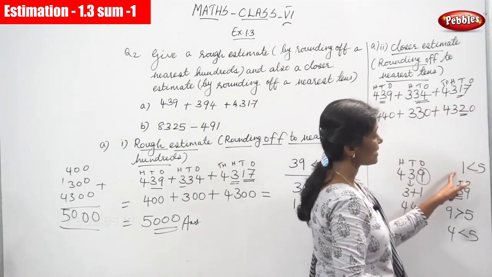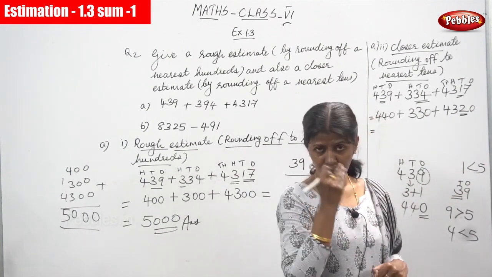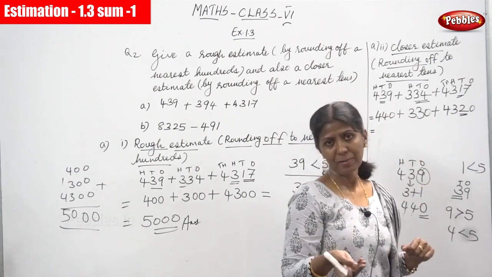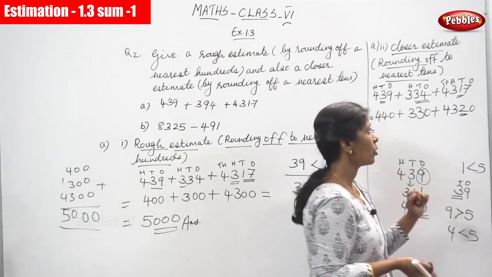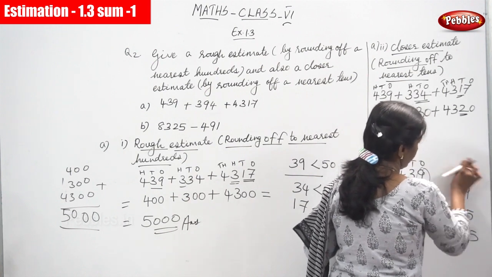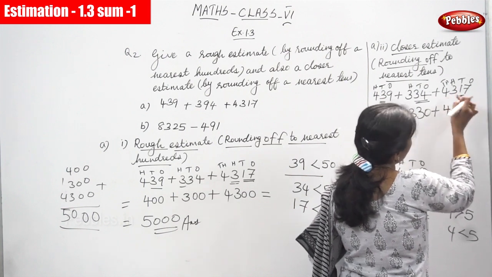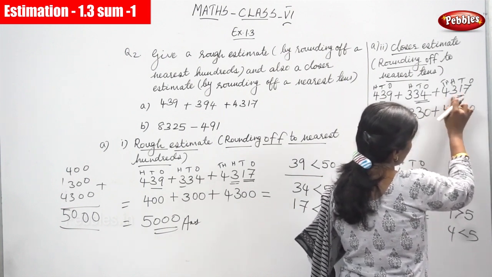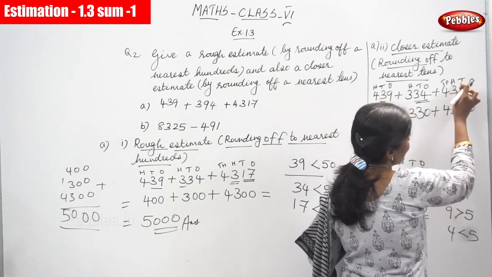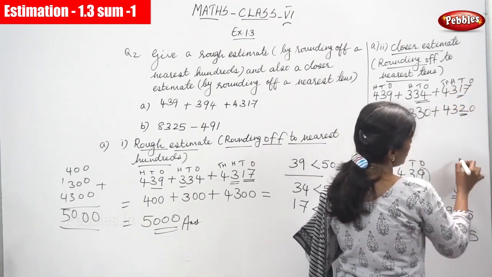1 is less than 5, which means it does not come under the rule. What is the rule? 5 and above 5 means you have to add 1 to the tens place value. But you can't apply the rule because 1 is less than 5. So what are you going to do? You have to consider not only the tens place value, you have to consider the ones place value also. So 17.